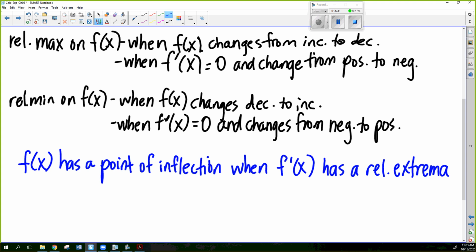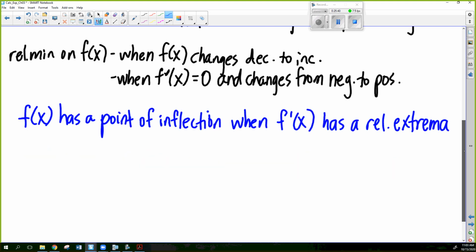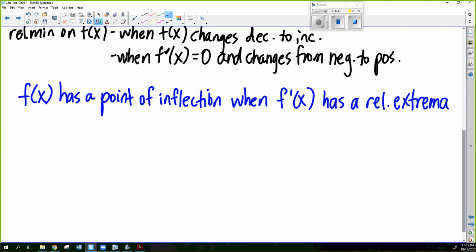Now, there really doesn't need to be a difference between max and min there because a flex point is a flex point. The original function had a point of inflection when the derivative had some sort of extrema, a max or a min. But a point of inflection is where the graph changes concavity. So just make sure you understand that.